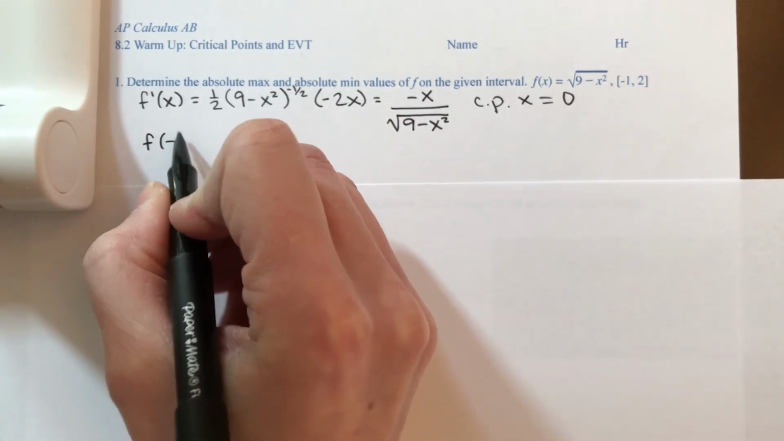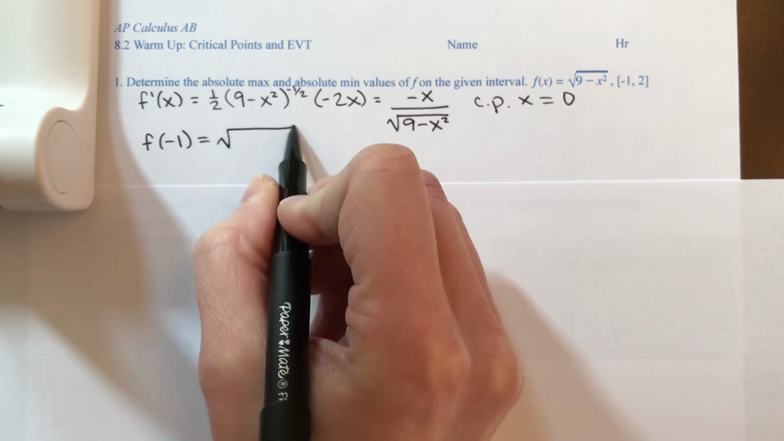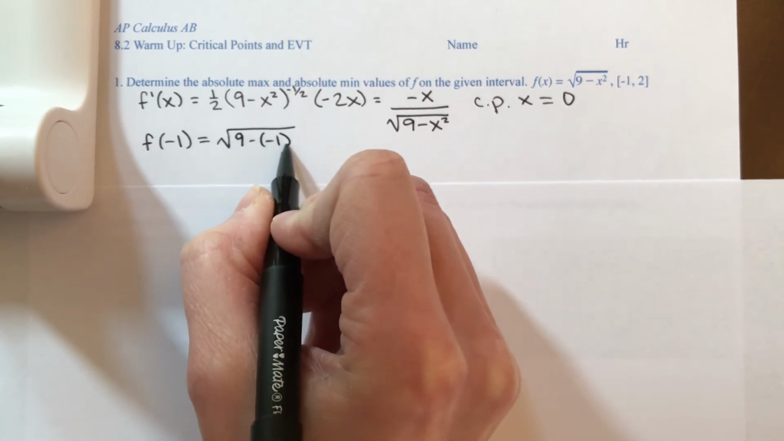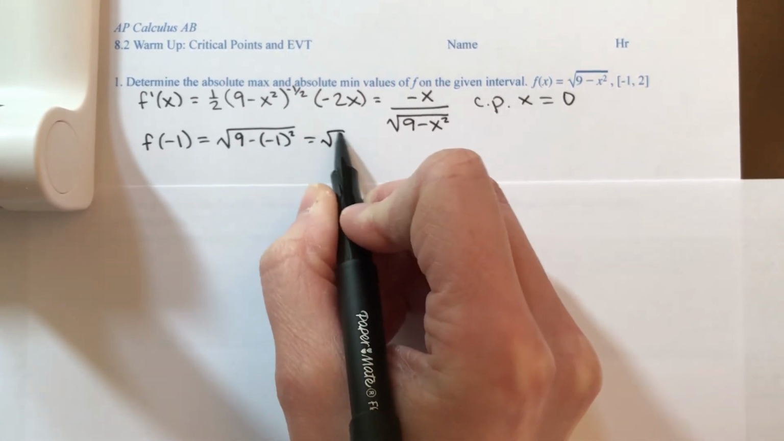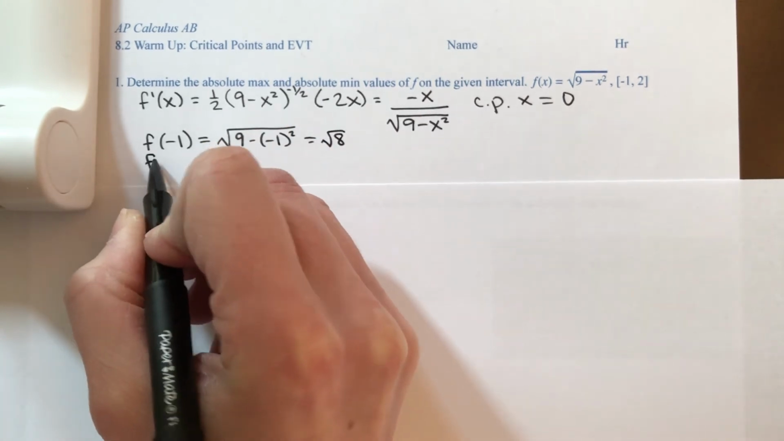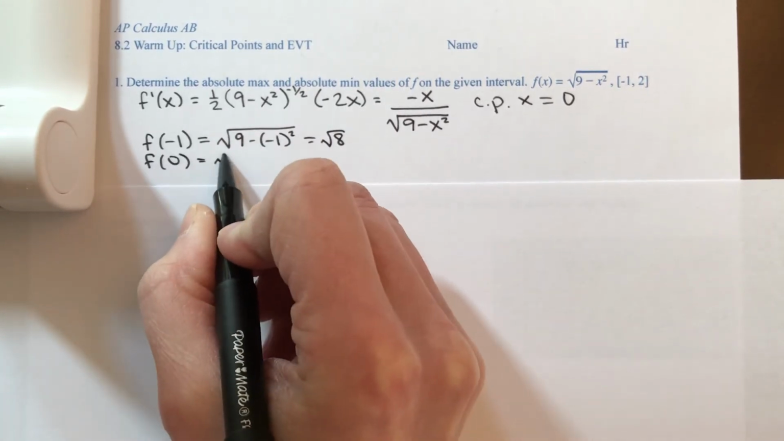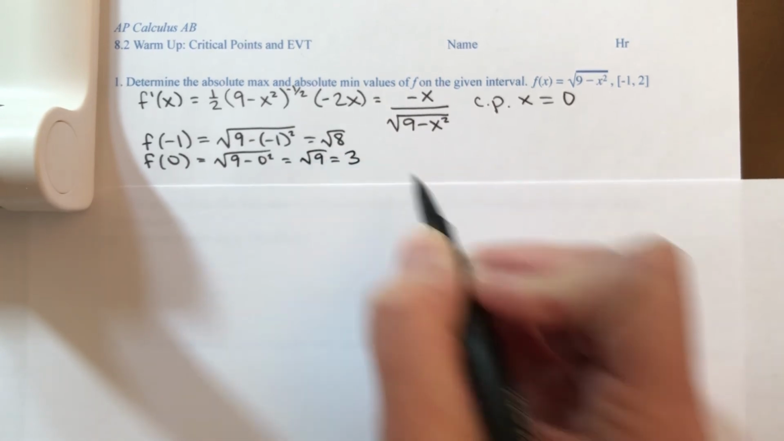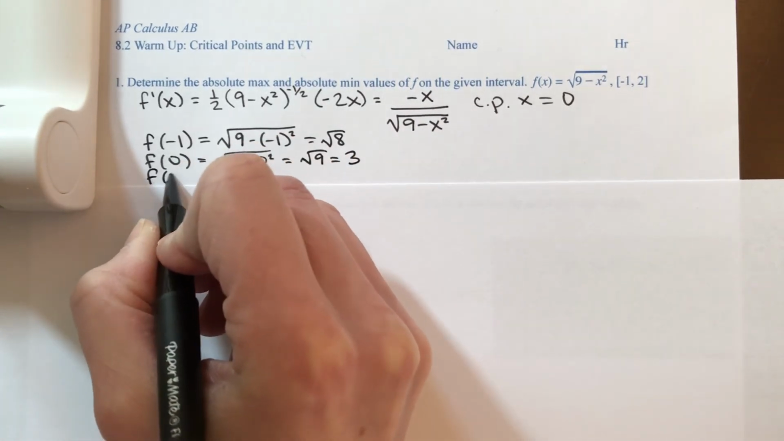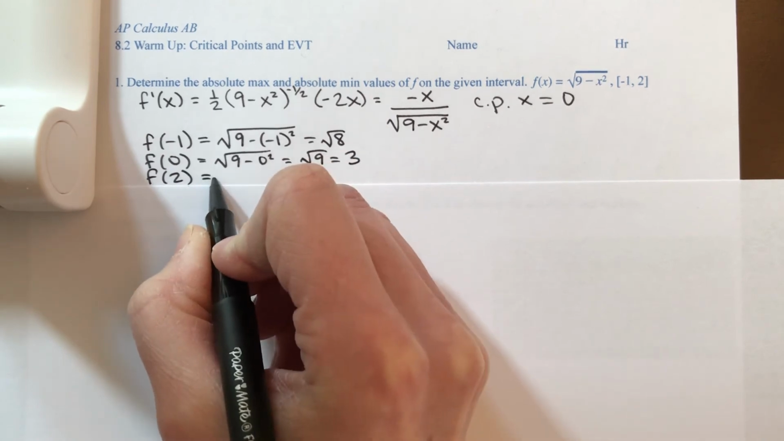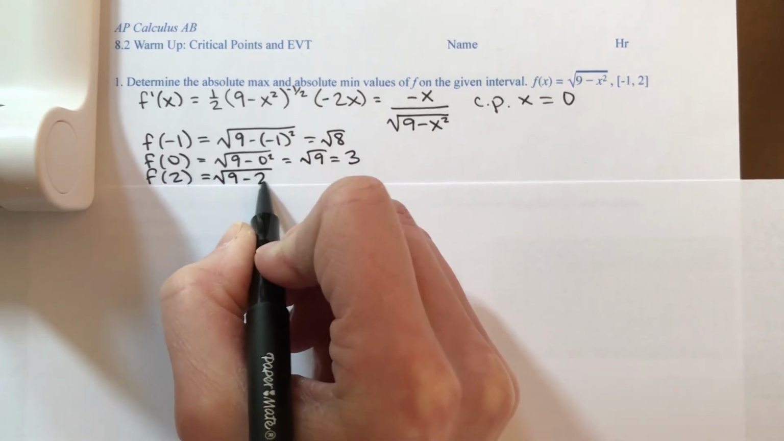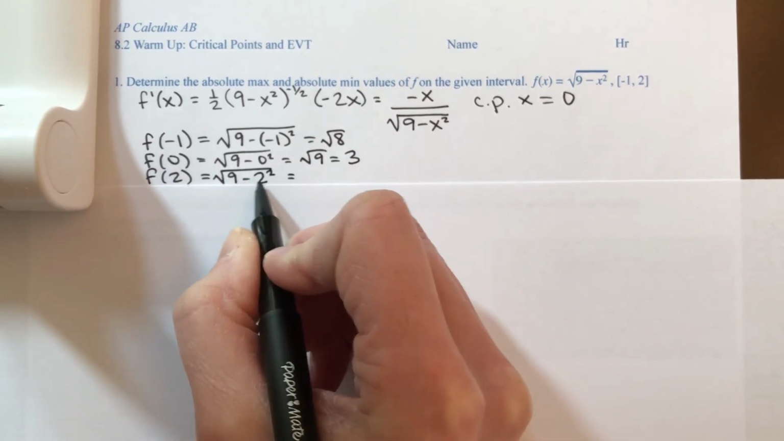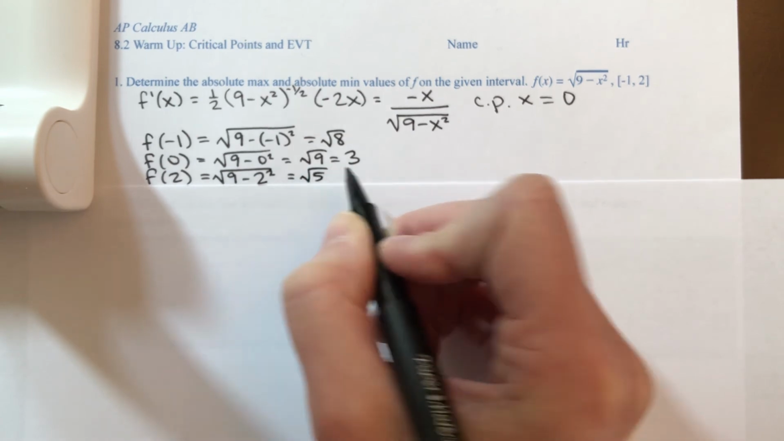So f of -1, when I plug that into my original function, I get the square root of 8. When I plug in 0, 9 minus 0 squared is just square root of 9, which is 3. And then when I plug in 2, that's my other endpoint, 9 minus 2 squared, well, that's 4. 9 minus 4 is 5, so I get the square root of 5.